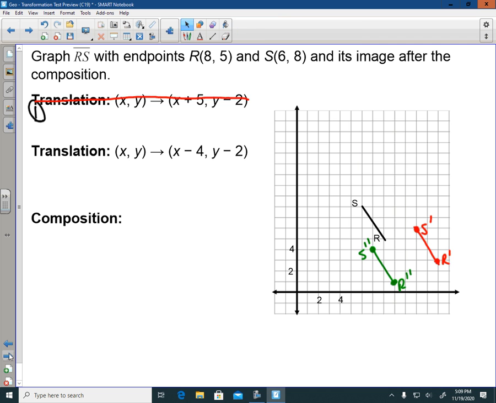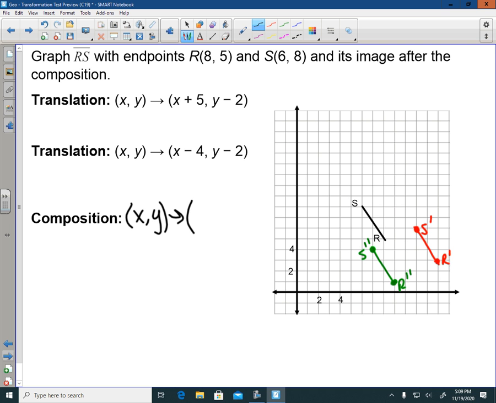Now I'm going to get rid of this here because we want to write the composition rule. That's what we're truly after here. Well, the rule always starts with, that doesn't look like an X at all. Let's try that again. (x, y) goes to, and then what does it go to?